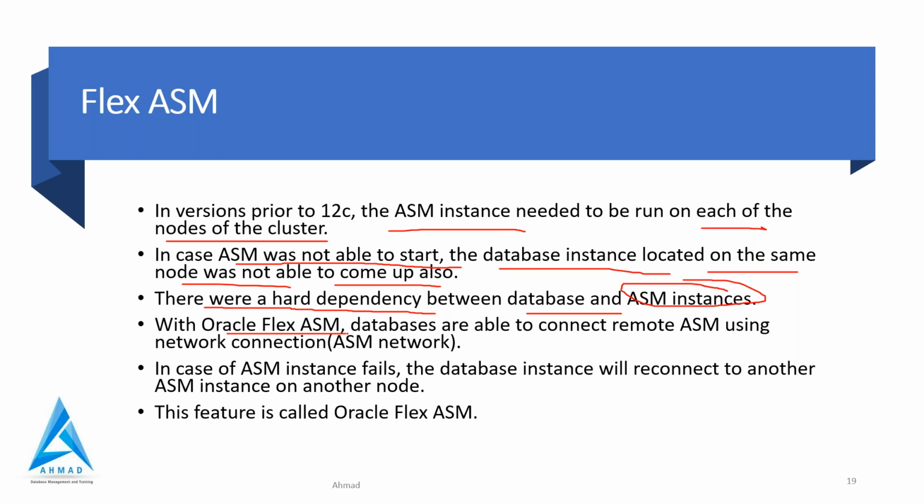With Oracle Flex ASM, databases are able to connect to a remote ASM using a network connection. Basically, that connection is called the ASM network. So in case an ASM instance fails, the database instance will reconnect to another ASM instance on another node. This feature is called Oracle Flex ASM. So from 19c, this is the only configuration option available for your RAC. Clear? Yes. Flex ASM is mandatory in 19c.